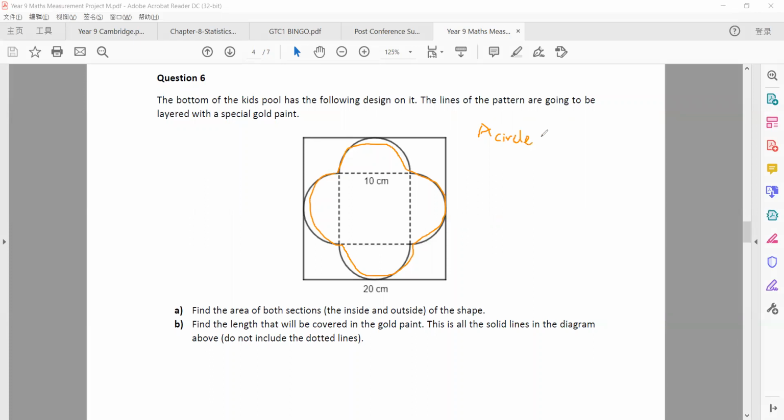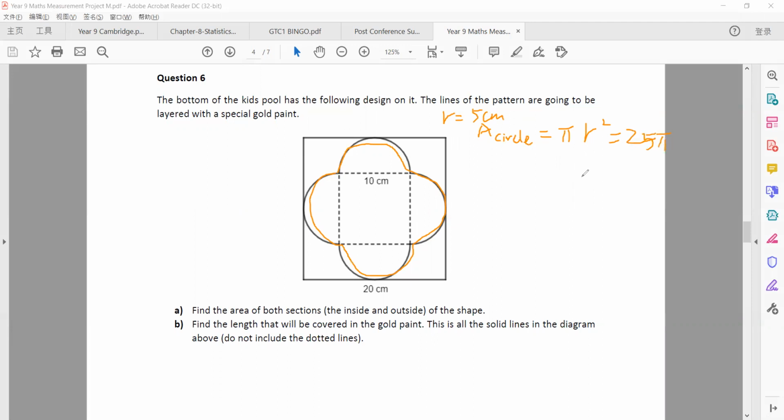What equation do we use? So use pi r squared. We know 10 would be the diameter. So our radius would be half of the diameter, which would be 5 centimeters. So you substitute it into the equation. So that's for one circle, that's 25 pi.